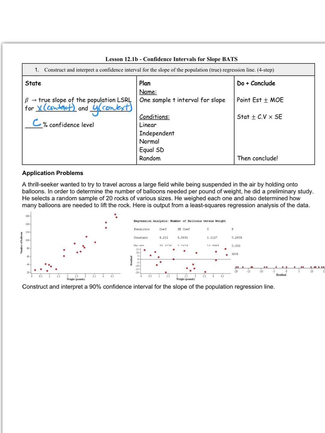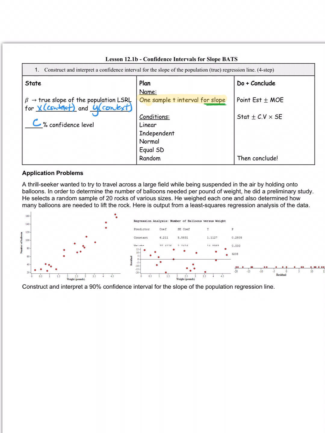Plan step, remember we have to name the procedure. So be careful, you have to name it as the one sample t interval for slope. If you don't say for slope, do you see how it can be misinterpreted as for means? Yeah, you gotta be careful. For slope.